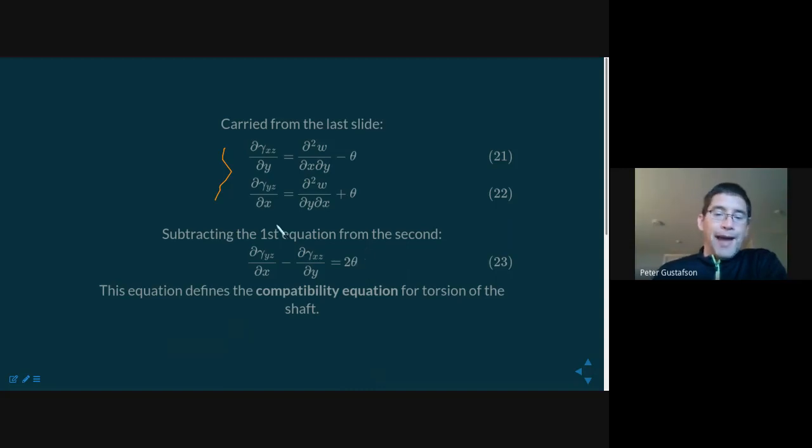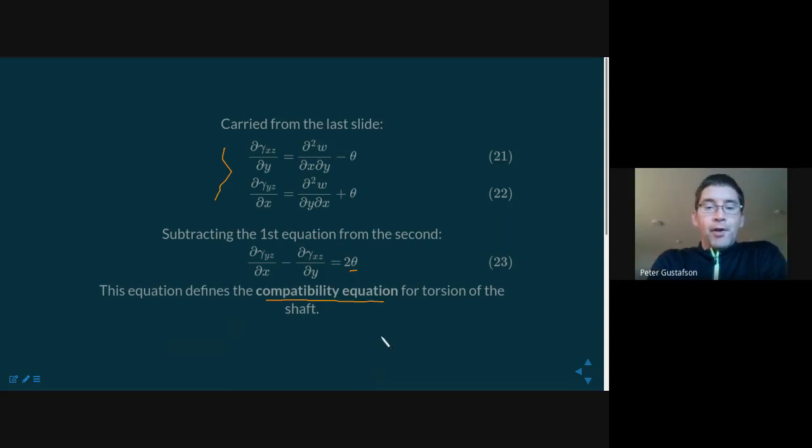Now, mathematically, that's not terribly difficult to accept. We can handle that, probably could have handled that many years ago in your mathematical training. However, we would like to have a physical interpretation of what this means. And what we're seeing here is we're relating the amount of strain that occurs, actually in this case, its derivatives, to the rate of twist that is present. And really physically, this is the compatibility equation for torsion of the shaft.